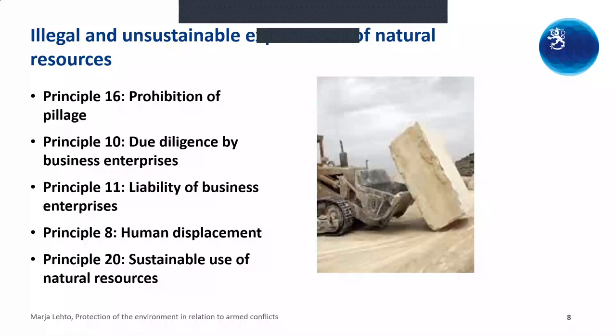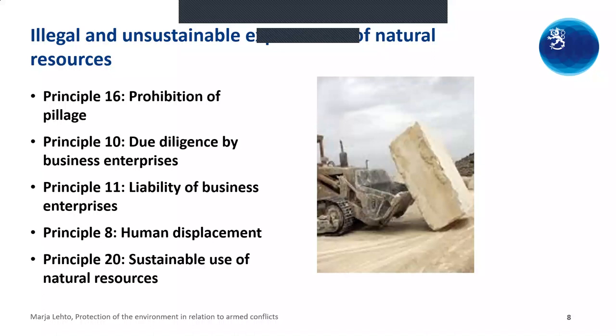As you can see, altogether five of the PERAC principles are relevant to the protection of natural resources from environmentally harmful or unsustainable exploitation. They address this problem from different angles. Of these, principle 16, the prohibition of pillage, is an established customary international law rule. It is applicable in international and non-international armed conflicts. It protects all natural resources that can be subject to ownership and constitute property.